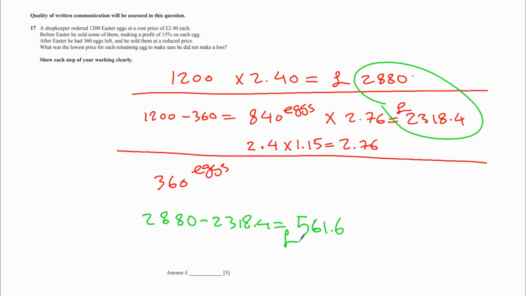So the question is, what was the lowest price for each remaining egg to make sure that there's no loss? There are 360 eggs left, so I'll just do it the other way. 561.6 that we need to have, divided by 360 eggs left. So if I divide that by 360, the answer is £1.56.